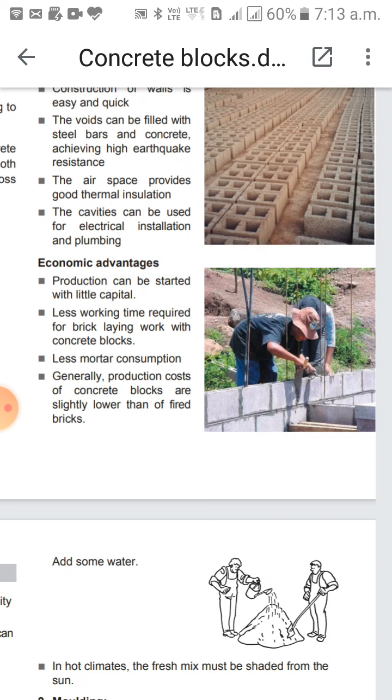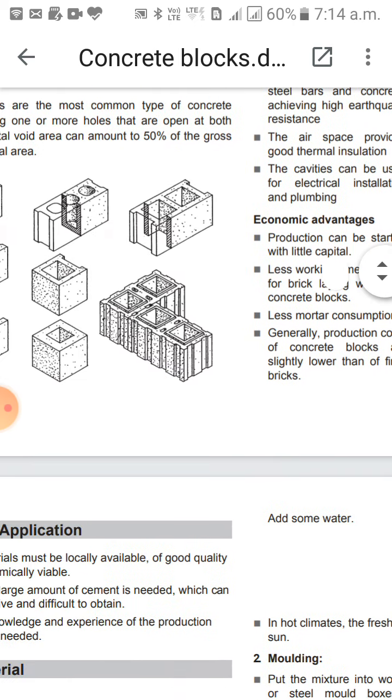When we construct a wall, there is less mortar consumption. The hollow block is large, so only the joints need to be filled with mortar. Brick is of a smaller size, so all the joints will be filled with mortar. Then we plaster with cement and sand. So there is less mortar consumption, and the production cost is lower than bricks.